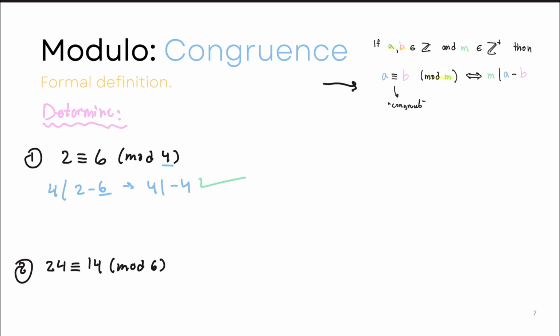Now, let's move on to the next example. I'm going to do my work up here a little bit. Again, same thing. All it means is we want to see if this divides the difference of these two. So 24 minus 14. Well, this is going to give us 10. And does 6 divide 10? Well, no, it does not. So in this case, it is not congruent.